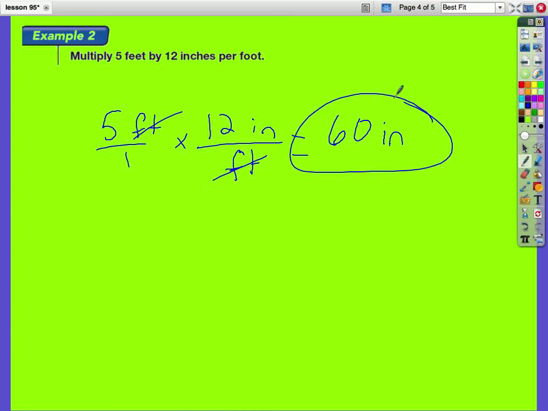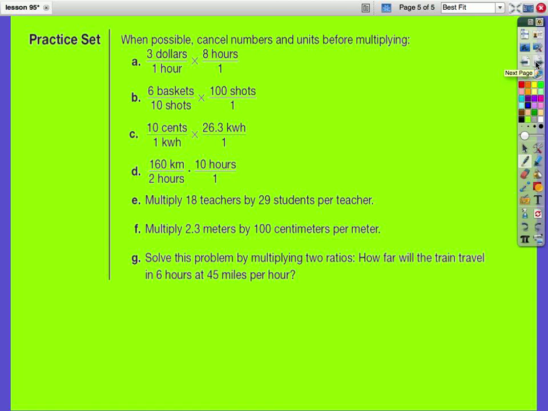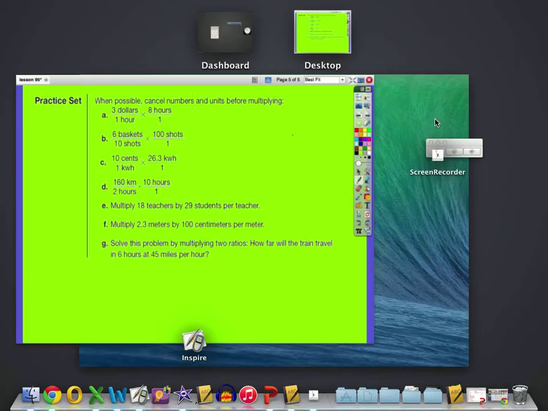So just remember, units cancel out just like our numbers. And in this case, we need to cancel out our units before we're multiplying so that all we have left is that 1 unit. So go ahead, try A through G, see if we can't figure them out. Okay, remember, reduce before we multiply and reduce units, cancel units before we multiply. If you have any questions, make sure you bring them to class.